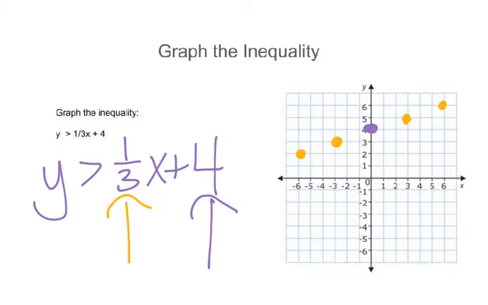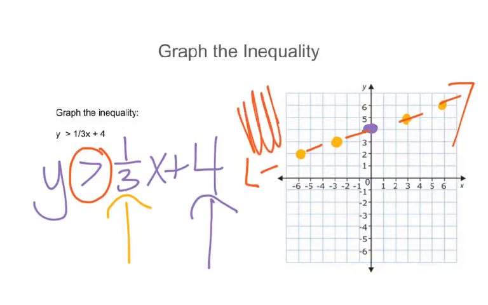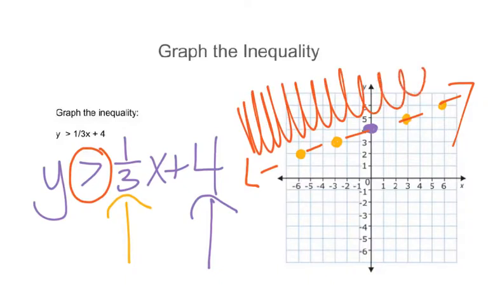This time, when you look at your symbol, it does not have equal to on it. It's greater than the line. So this is another case where we don't draw a solid line. We put dashes for our line instead. And greater than, if you look back at your chart, means to shade it above the line. So it's everything up here, nothing below it.